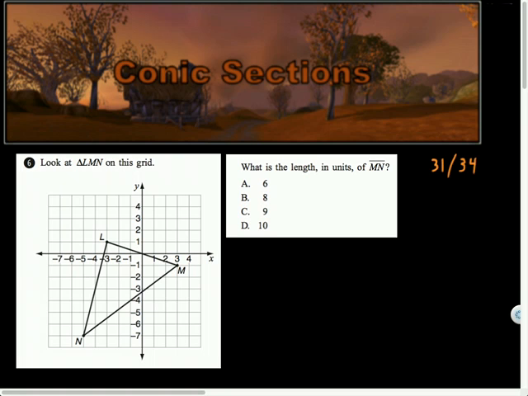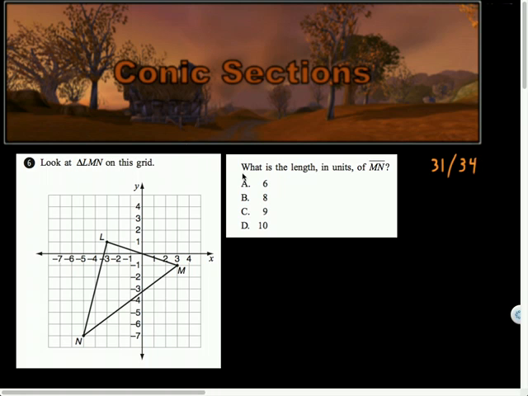We're talking about NECAP 2007, back in the day. Problem number 6. Back in the day, 31% of the students in our school got this question right, and in the state, 34% of the students got this question right.